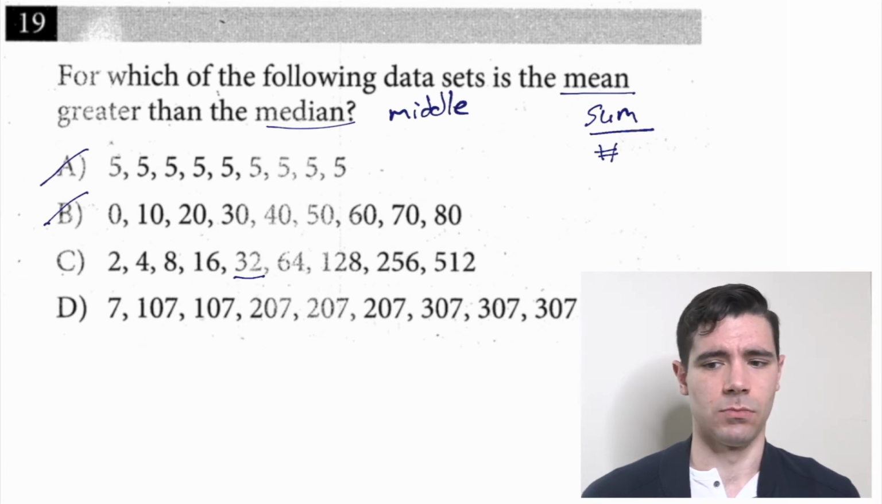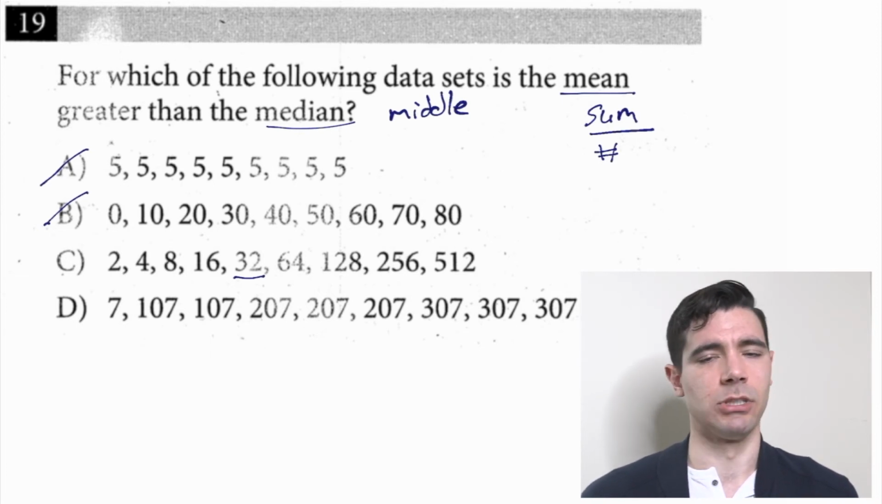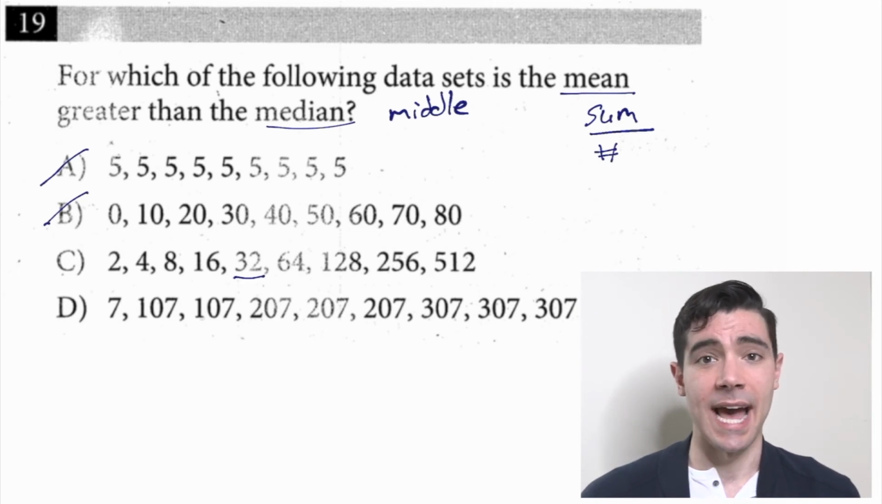7, 107, 107, 207, 207, 207, 307, 307. It's the same kind of equal spacing thing. C had what we wanted, which was a number or two that was way bigger than all the others. Because that's going to bring up the mean, but not change the median very much. So the answer was C.